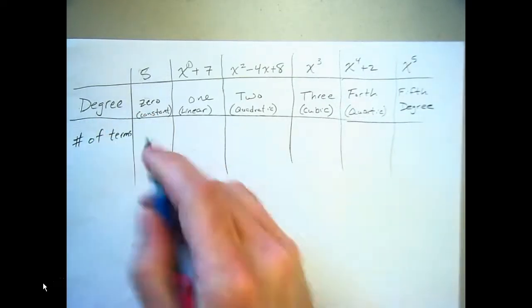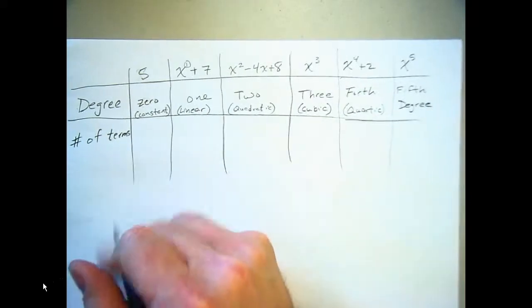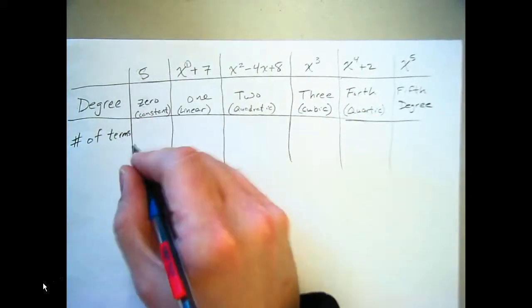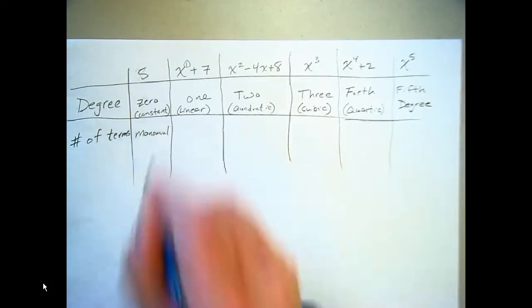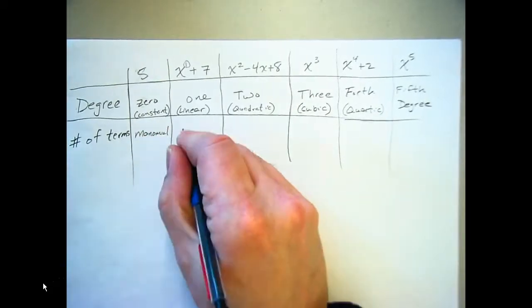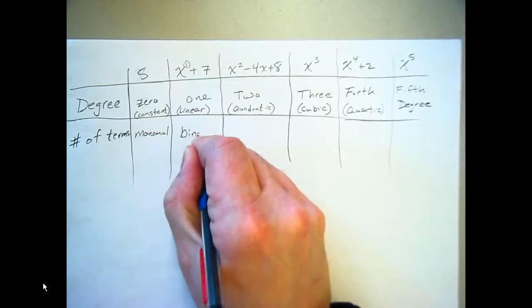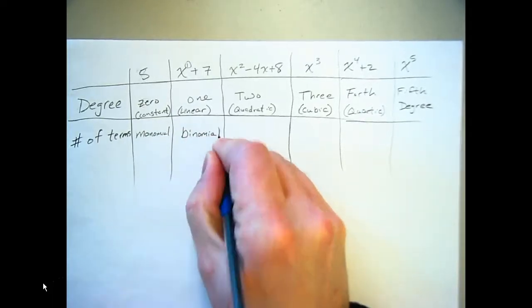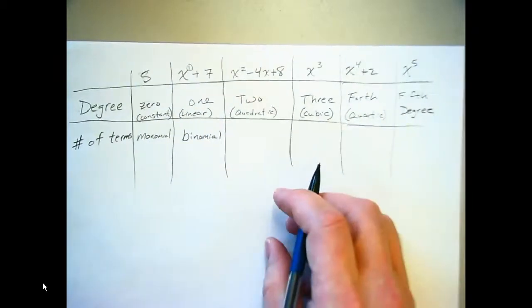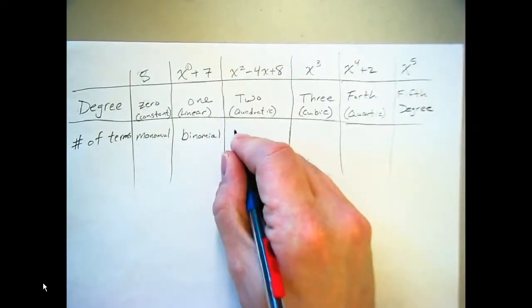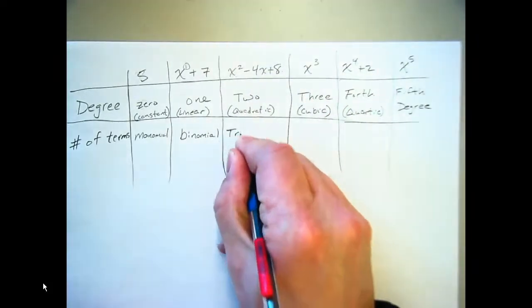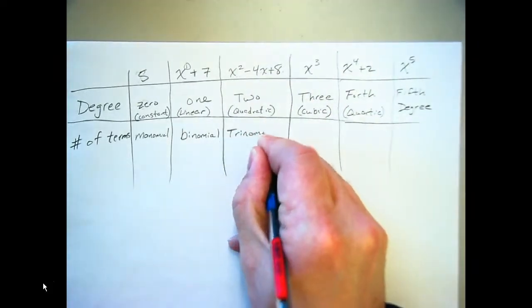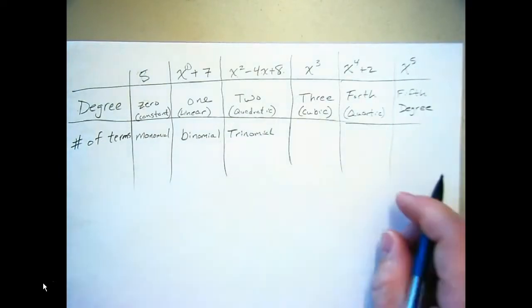How many terms right here? 1. So we call it a monomial. Binomial. How many terms? 2. Binomial, bi meaning 2. How many terms here? 3. 3 terms, so trinomial. Notice they all end with the nomial there.